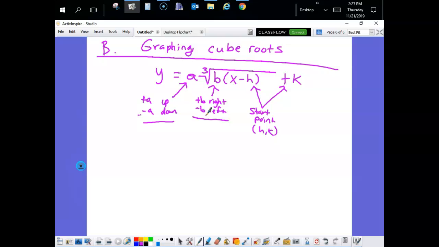But really your cube roots are really only going to have one of two shapes. So you guys remember how we had this up and right? We had up and left. We had down and right, down and left, right? Well, here's what's different about cube roots. With cube roots, they have a tail.